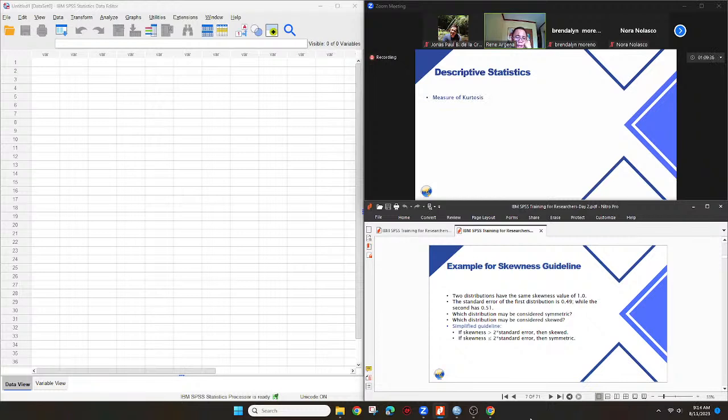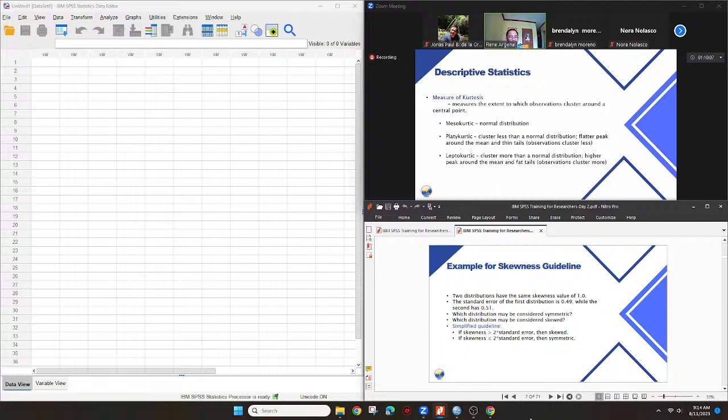Okay, and then you have the measures of kurtosis. Kurtosis is the degree of peakedness or flatness of the distribution. It measures the extent to which observations cluster around a central point. There are 3 types of kurtosis: mesokurtic, platykurtic, and leptokurtic.